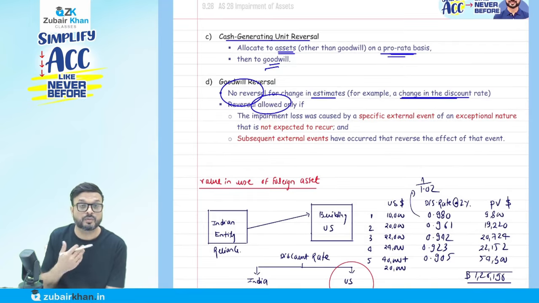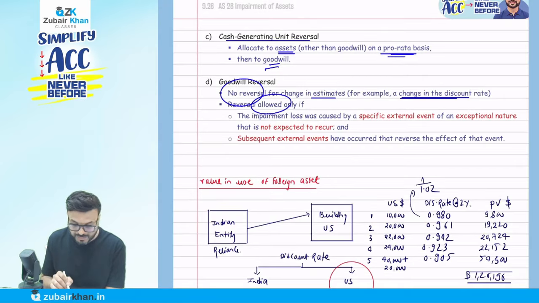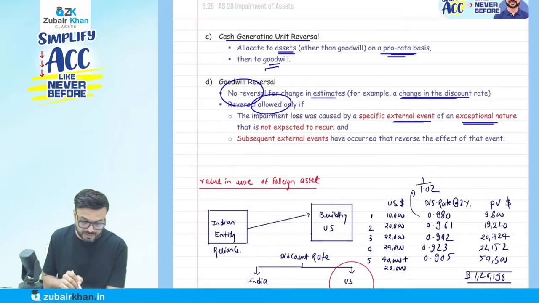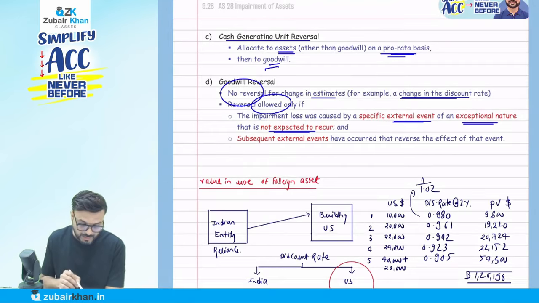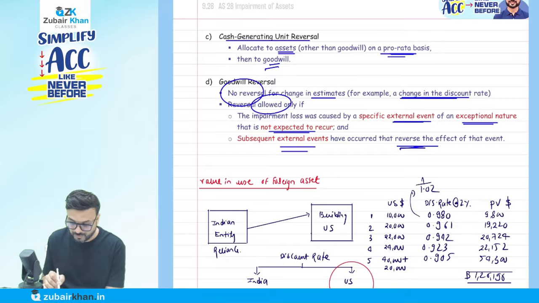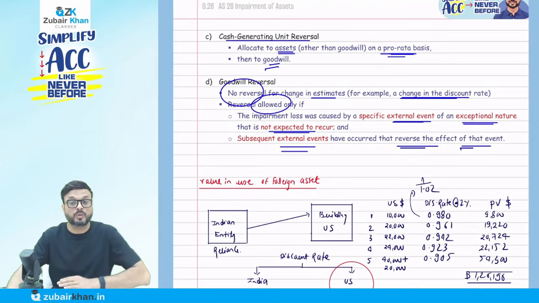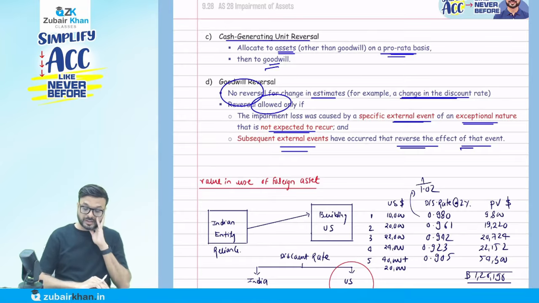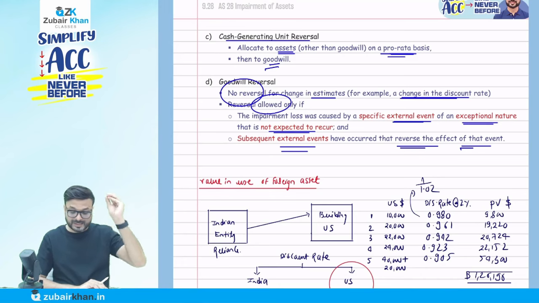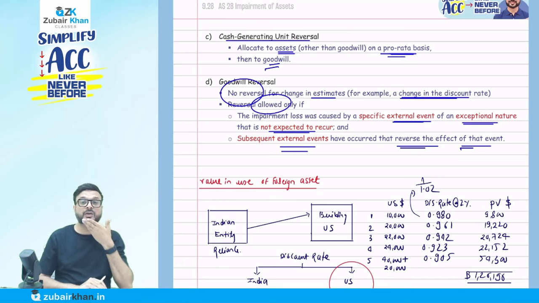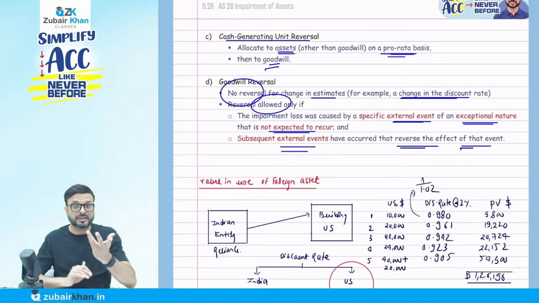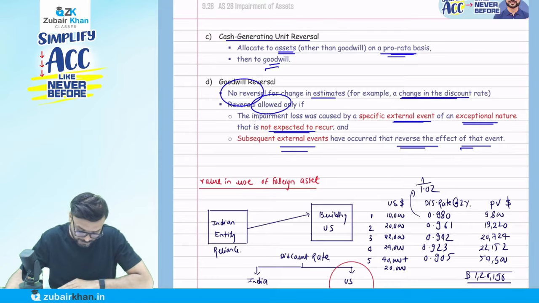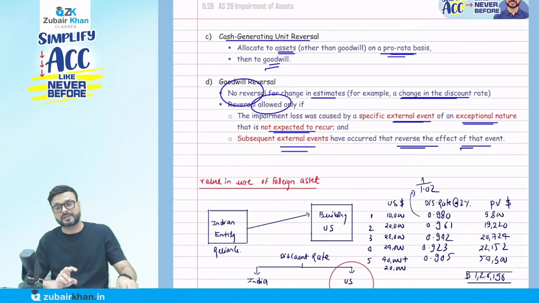Reversal is only allowed for goodwill if the impairment loss was caused by a specific external event of an exceptional nature which is not expected to recur, and subsequent external events have occurred that reverse the effect of that event. So some uncertain event happened which we were not expecting to happen. Only in that case can we adjust against the goodwill.